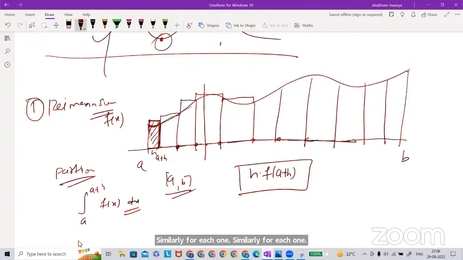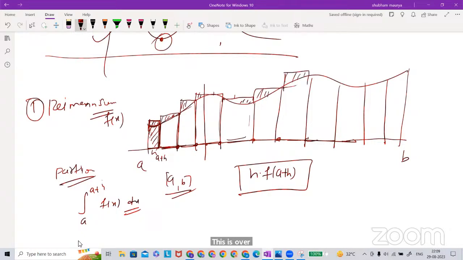Similarly, find this width and this length, this width and this length. By this way, you can find the area. But the problem is some more area is added here. Some more area is being covered. This is overestimation. So overestimation is happening.